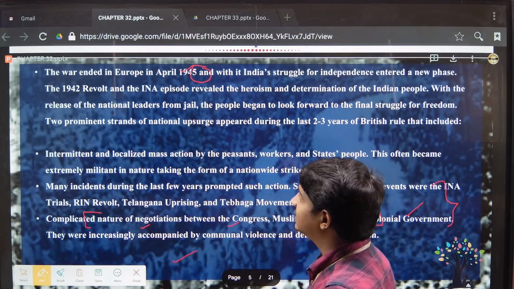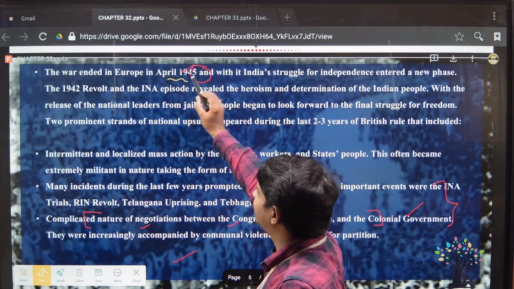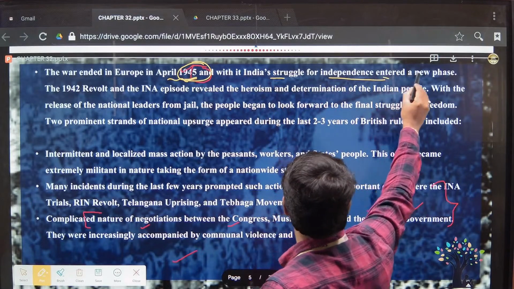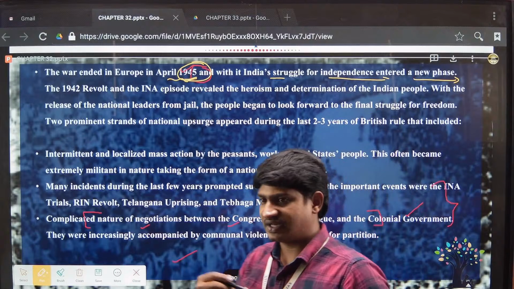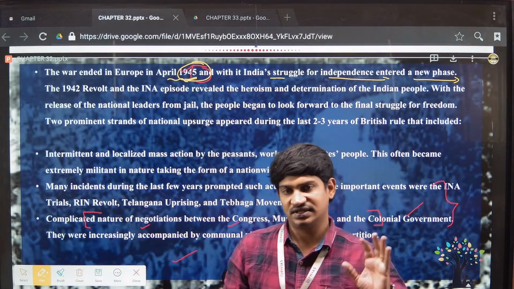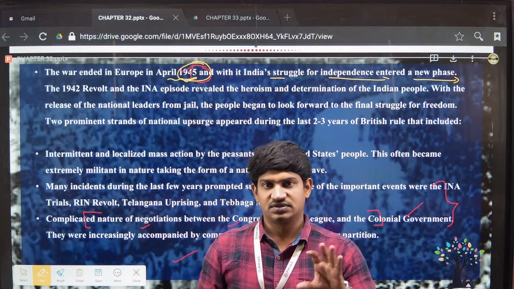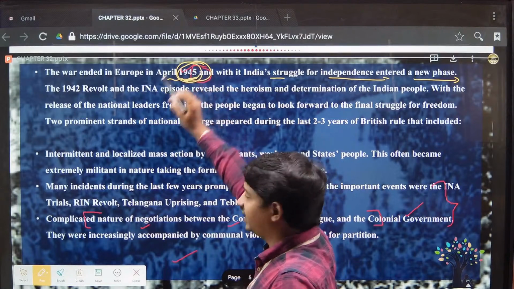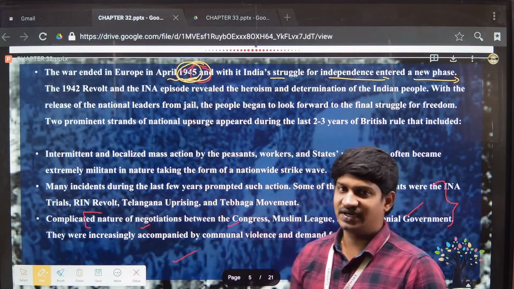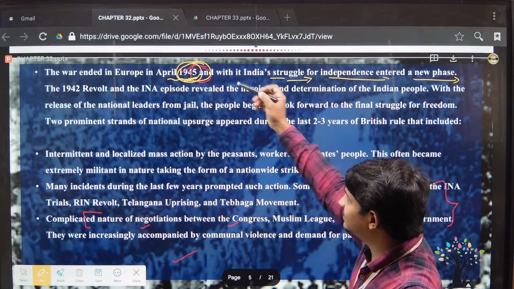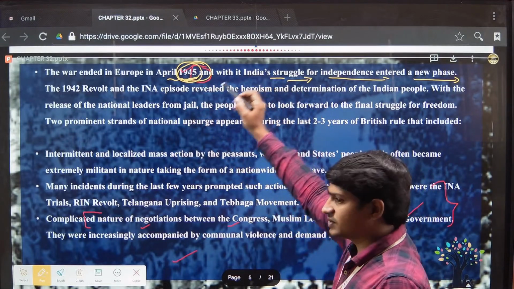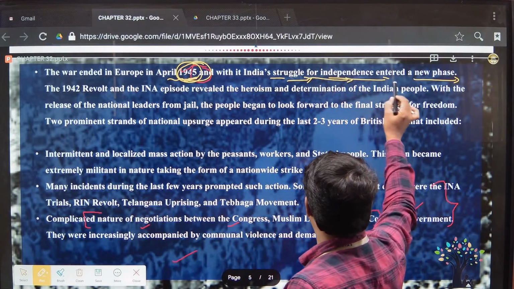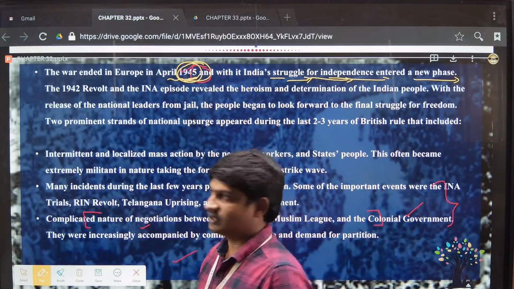So let's get started. Finally the war ended in Europe in 1945, with India's struggle for independence entering into a new phase. Until now, the revolt of 1857 was termed the first war of Indian independence. Now, when we talk about the final stage of independence, this is the last phase of Indian independence. Soon after the end of World War number 2, India's struggle for independence entered into the new phase, the last phase.